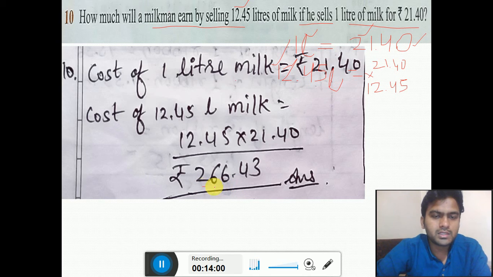What? 266.43. You have to multiply and you have to put the decimal point. Only multiplication you have to do in this question. Now move on to the next question.